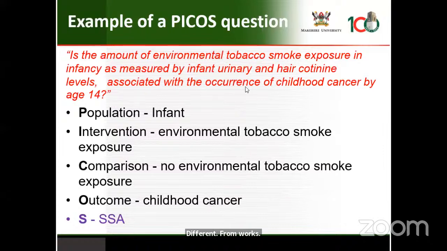So let's look at another example of a PICO question. It may be a long one, but let's just read. Is the amount of environmental tobacco smoke exposure in infancy as measured by infant urinary and hair cotinine levels associated with the occurrence of childhood cancer by age 14?